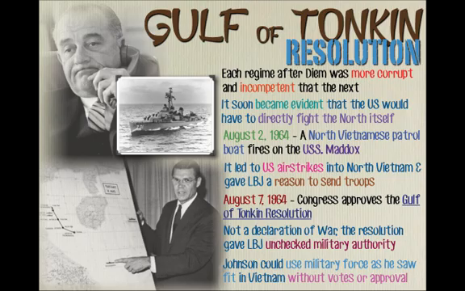So this allows President Johnson to expand U.S. involvement in the war. August 7th, 1964, Congress approves the Gulf of Tonkin Resolution. So this is not a declaration of war. The resolution gives him unchecked military authority. Johnson could use military force as he saw fit in Vietnam without votes or approval. So this is the beginning of escalation of the war on the U.S. behalf. And we'll see that the war will continue throughout the 1960s. It will go into the 1970s.